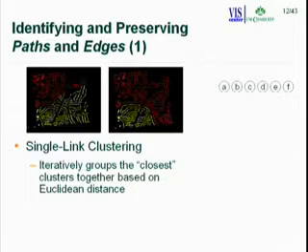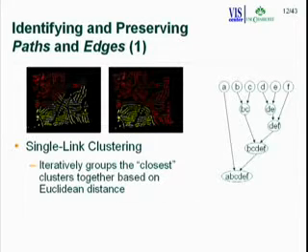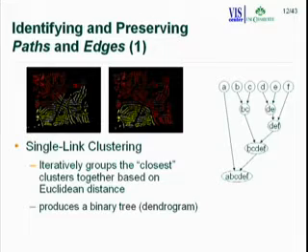And it's a pretty simple idea. It basically iteratively groups the two closest clusters together based on, in our situation, Euclidean distance. So as an example, let's say that you have 6 buildings to start with, A, B, C, D, E, and F. And you just start grouping them 2 at a time. And eventually, what you get back is a binary tree, or sometimes called a dendrogram.